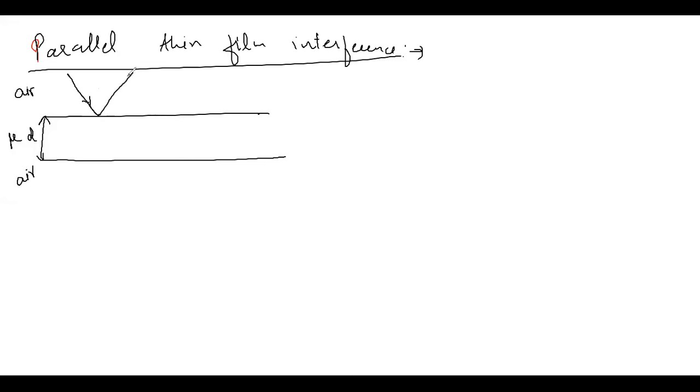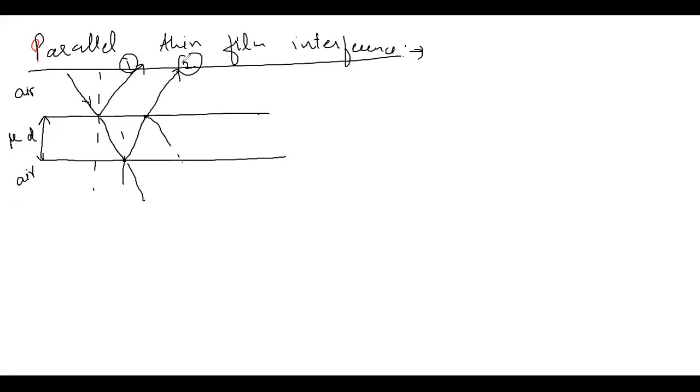A part of it will be reflected here itself. A part of it, I should have drawn the bigger picture. A part of it will be transmitted here. Now at this point again there will be reflection, and at this point there will be transmission. I am ignoring that here there will also be transmission and here also reflection, because our interest is in these two rays. We want to see what would be the path difference between these two rays.